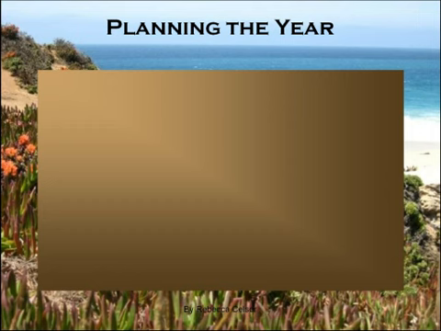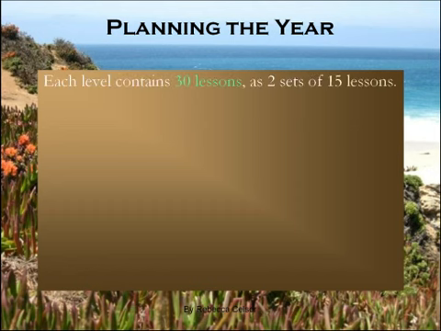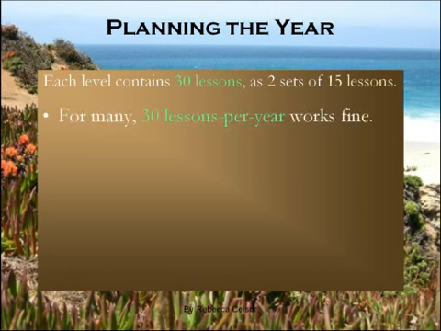When planning the year, understand that lessons take from 1 to 2 weeks to complete. The teacher needs to determine how much time can be devoted to writing on a regular basis. Each level contains 30 lessons as 2 sets of 15 lessons. For many, 30 lessons per year works fine. For others, a 15 lessons per year format works well. If extra time is needed, take it to avoid rushing.